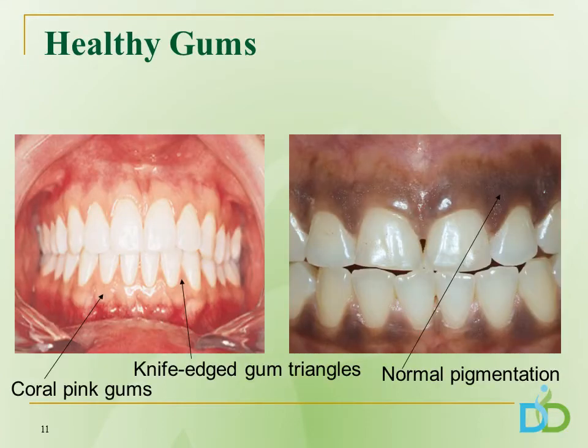Now let's look at both of these pictures. They look quite different. The picture on the left shows how the mouth looks in a healthy white Caucasian individual. The picture on the right shows the mouth of a healthy Black or African American individual. The difference is the pigmentation, or dark coloring, of the gums, and this is simply quite normal.